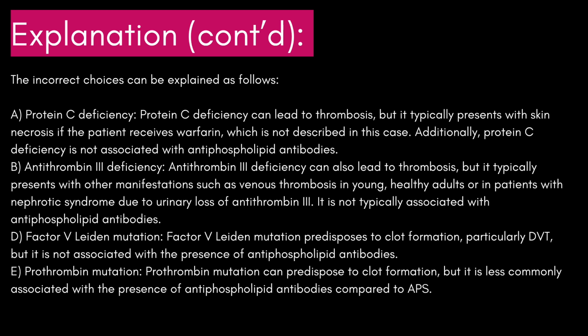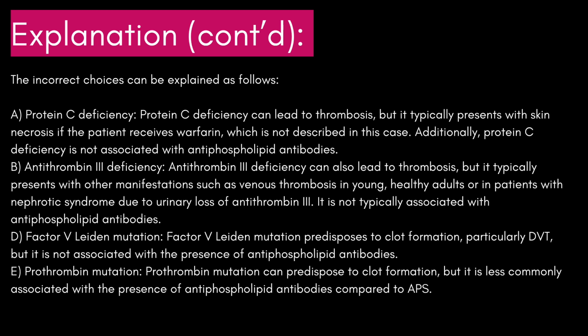B. Antithrombin 3 deficiency. Antithrombin 3 deficiency can also lead to thrombosis, but it typically presents with other manifestations such as venous thrombosis in young healthy adults or in patients with nephrotic syndrome due to urinary loss of antithrombin 3. It is not typically associated with antiphospholipid antibodies.